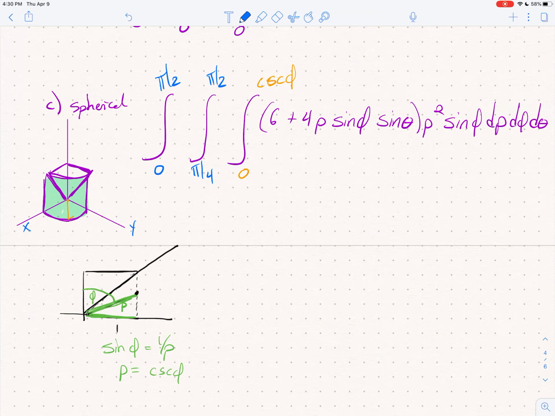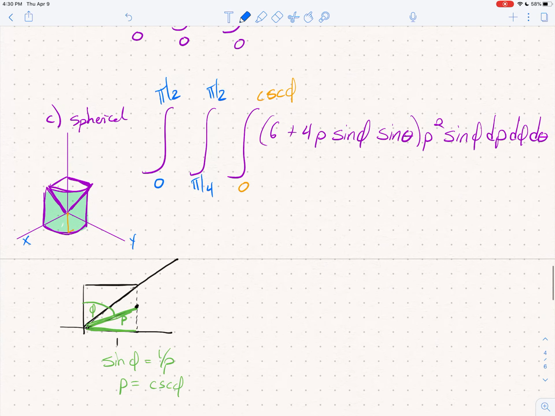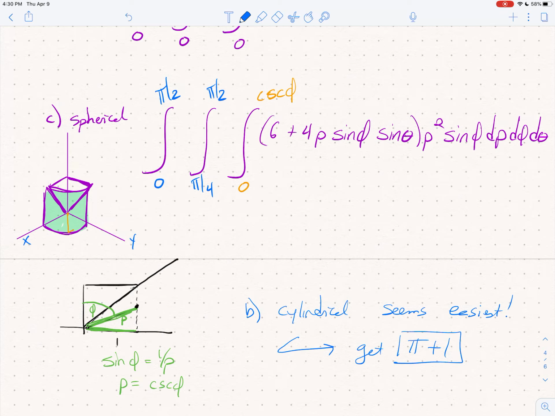So I won't evaluate this integral with you, but I would definitely work out part B. Let's write that. So B, cylindrical, seems the easiest, and it turns out that when you work it out, you're going to get pi plus 1, and so that's your second official, unofficial homework, is to please evaluate part B and work it out.